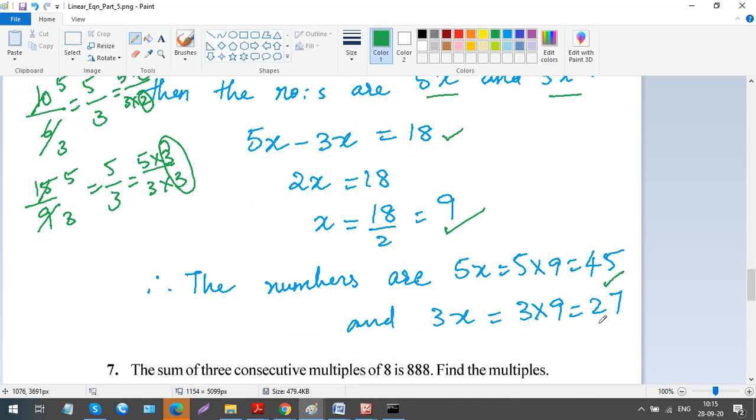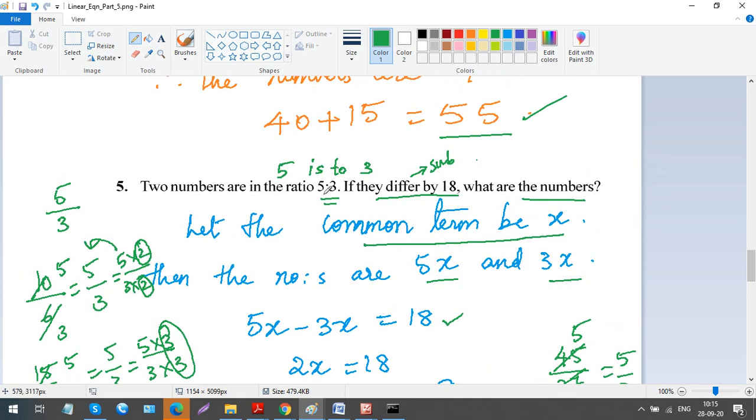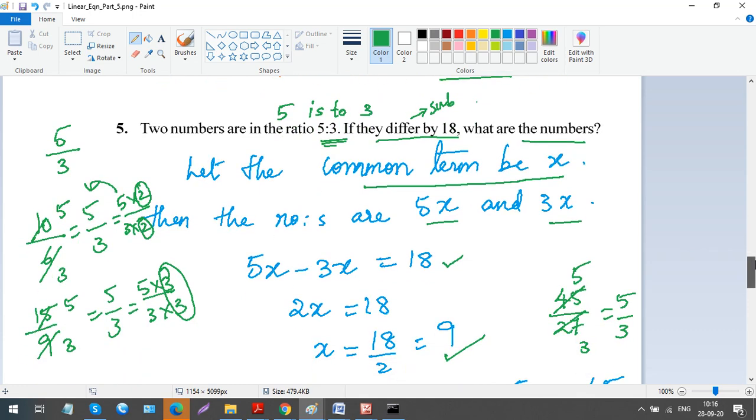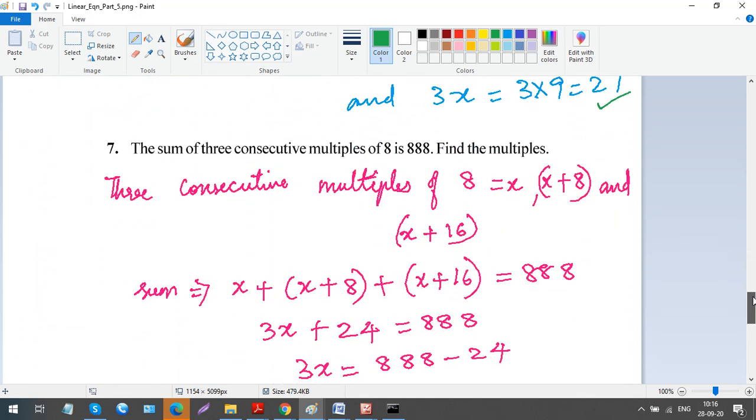45 and 27. Okay. So if you actually divide 45 and 27, you are going to get 5 by 3. See, 9 5s are 45, 9 3s are 27. 5 by 3. So you are actually trying to find the common term which is getting cancelled first. Okay. So whenever you see a ratio problem, this is how you will do. You will always assume a common term to be x, and then you will start solving. Okay. Then come to this next kind of problem.